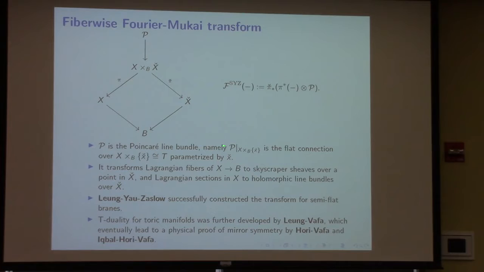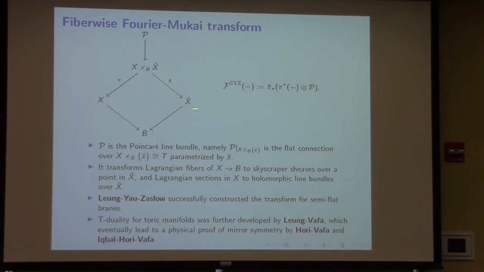And this whole thing gives rise to a transform, a Fourier-Mukai transform. You map a sheaf up and then push down through this map. So P is the Poincaré bundle here. So go up and down. This will map even cohomology to odd cohomology, and vice versa. And so this gives rise to a nice way to transform the cohomology and sheaves from one manifold to another one.